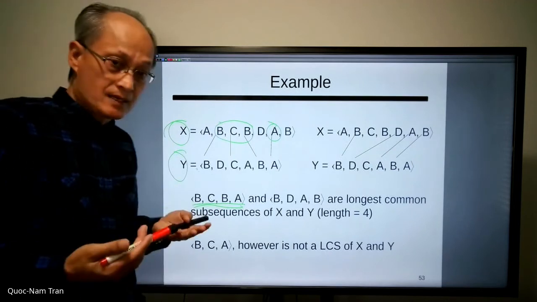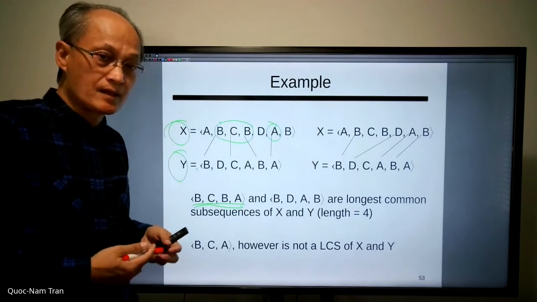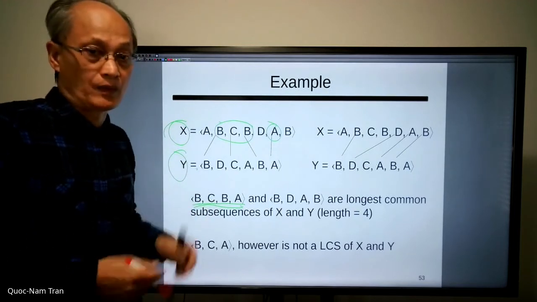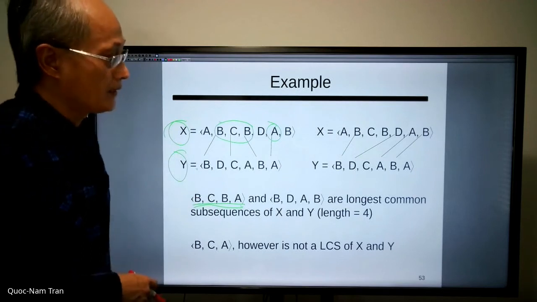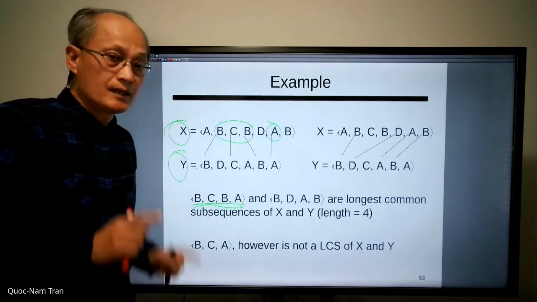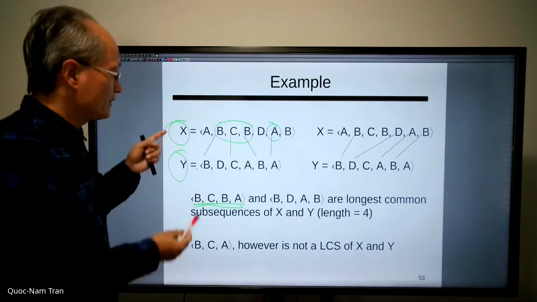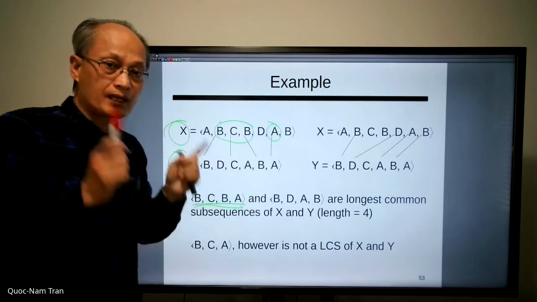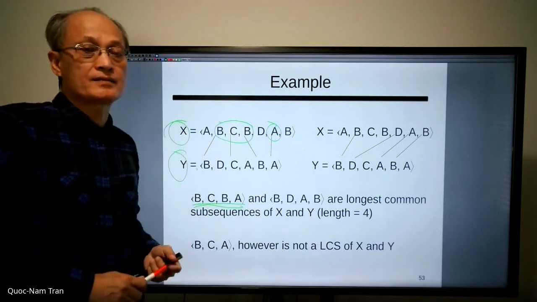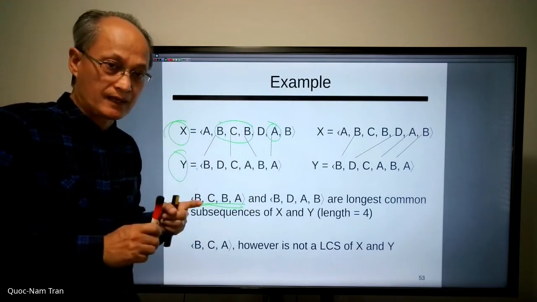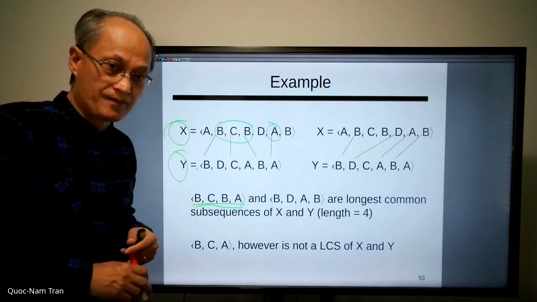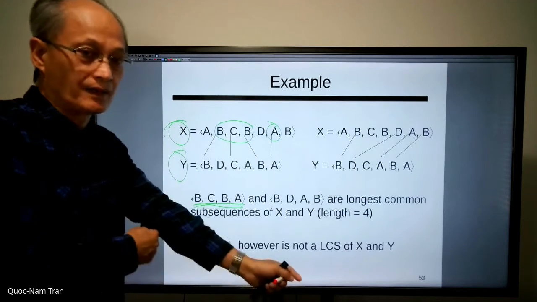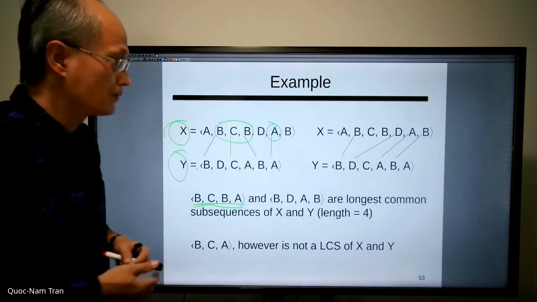And the longest common subsequence may not be unique. We may have more than one solution, right? So here, the problem is: given two sequences of letters, find all longest common subsequences of them. We want to find not only one, but all of the longest subsequences if possible.